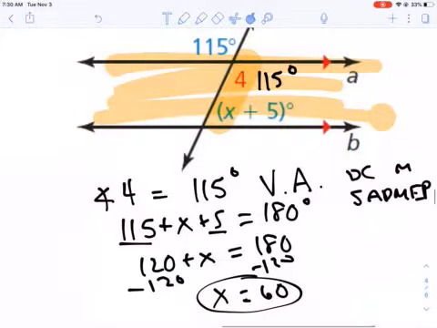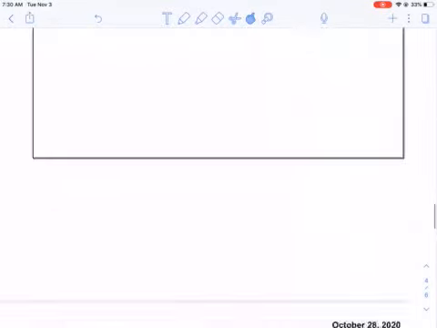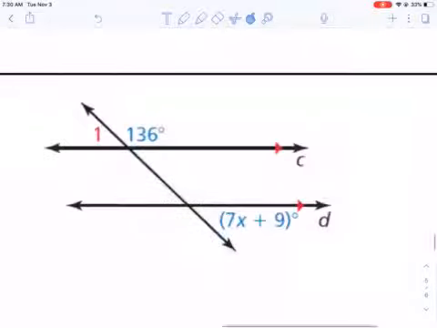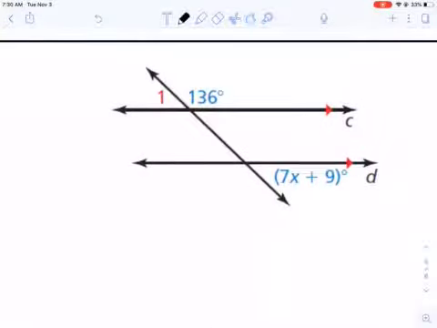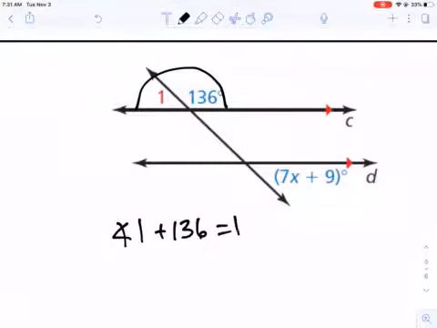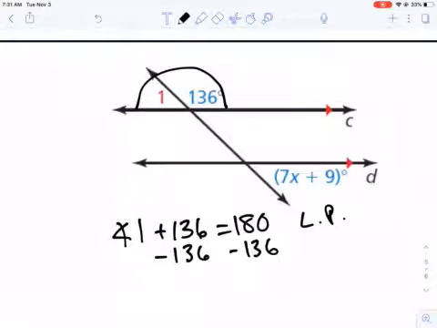So let's look at maybe two more. Once you figure out the patterns, this really isn't too difficult. Okay. Well, what do I know? Oh, I know this is a linear pair. So that means angle 1 plus 136 equals 180, because those are a linear pair. So minus 136, angle 1 is 44.